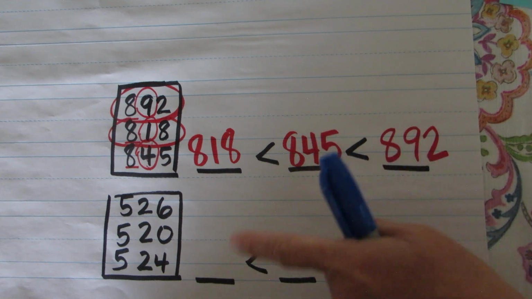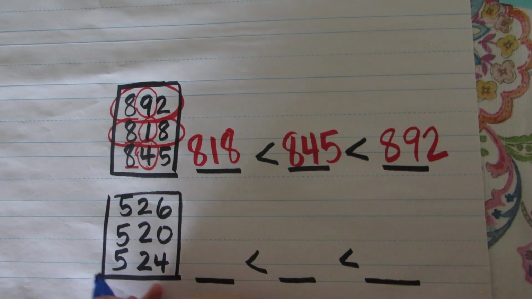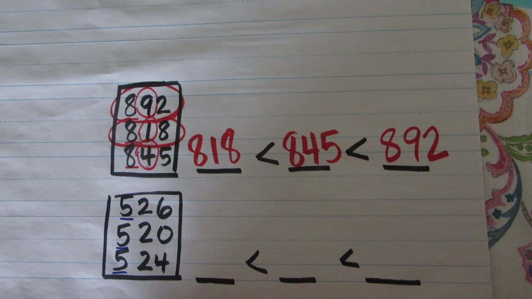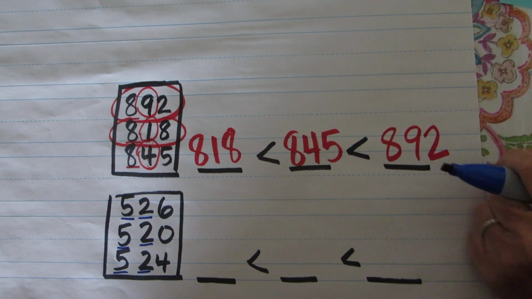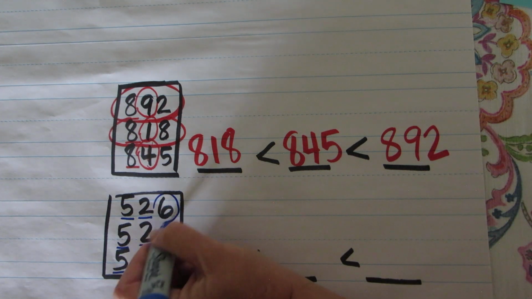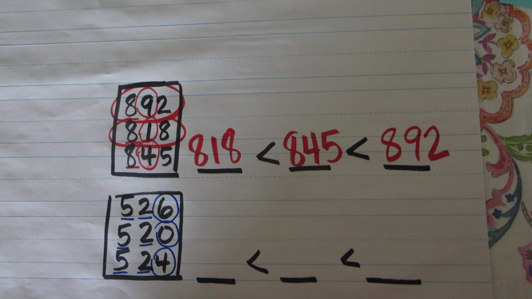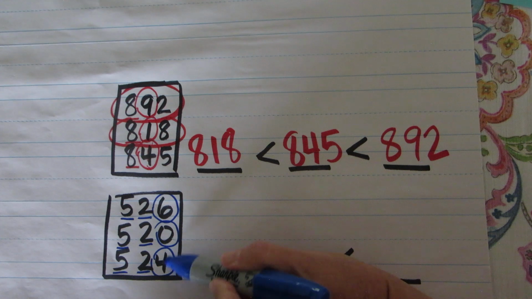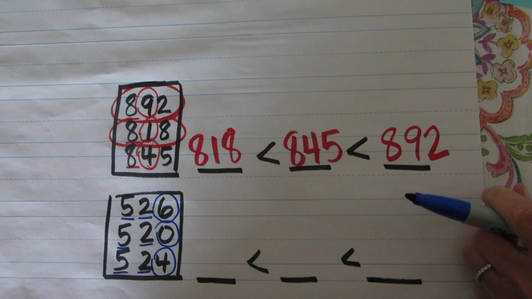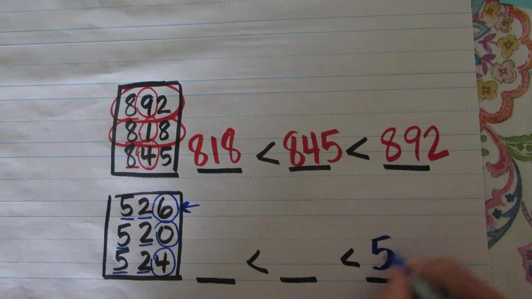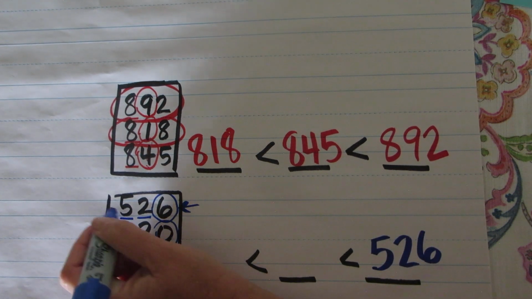Now we have to order these three-digit numbers, and they all have a 5 in the hundreds place. They all have a 2 in the tens place. So what do you think we need to do? Yes, we're going to have to look in the ones place to be able to order these. So looking here in my ones place, is 6, 0, or 4 the greater number? Hopefully you were thinking 6. So 526 is my greatest number.